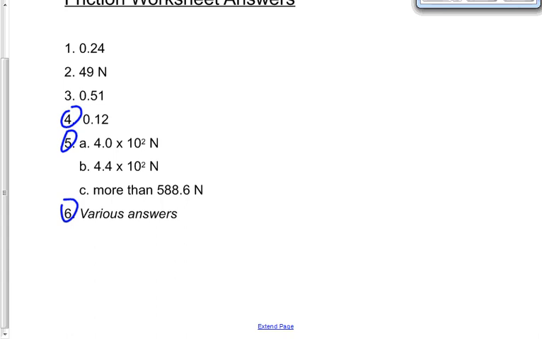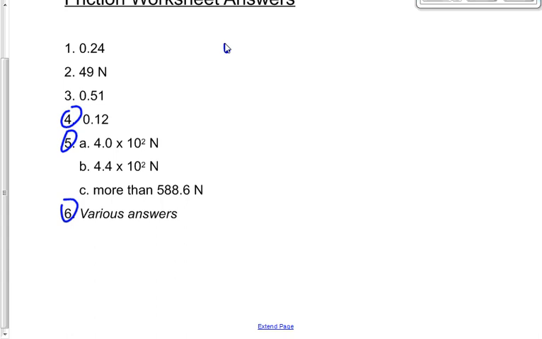All right, let's take a look at number 4 now. Number 4 says, a hockey puck is hit on a frozen lake and is moving with a velocity of 12 meters per second. 5 seconds later, it's 6 meters per second. What's the coefficient of friction between the puck and the ice?